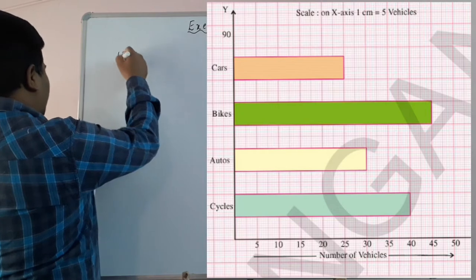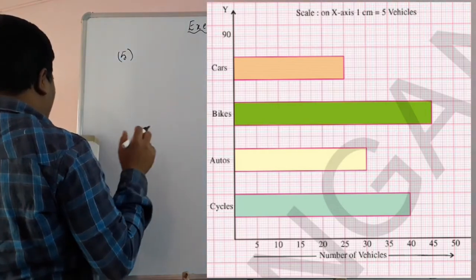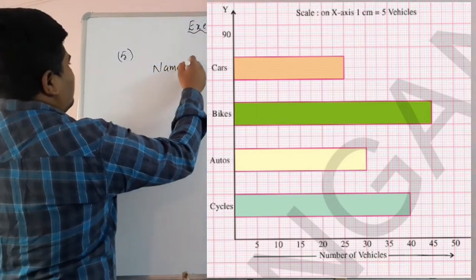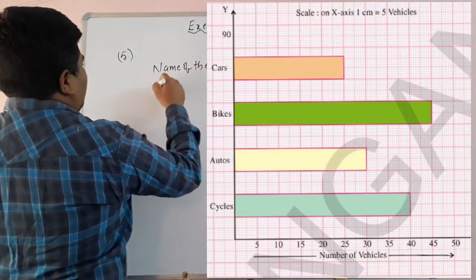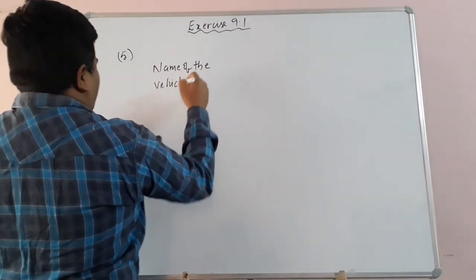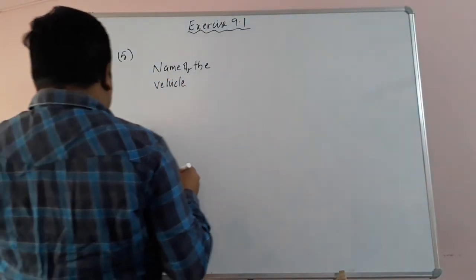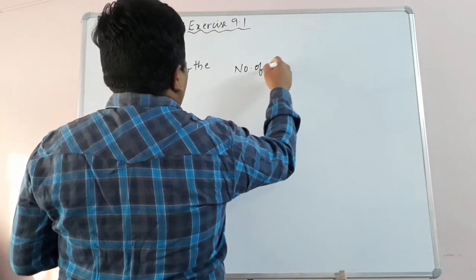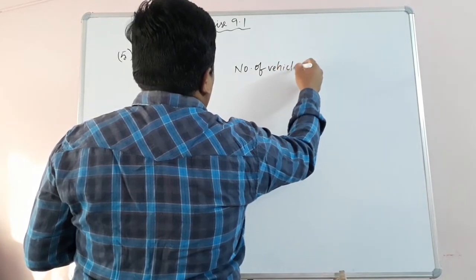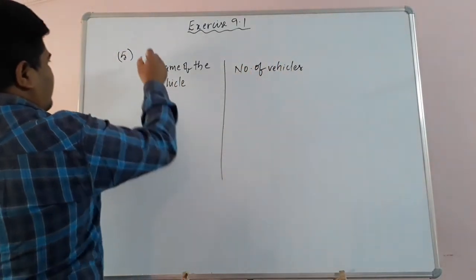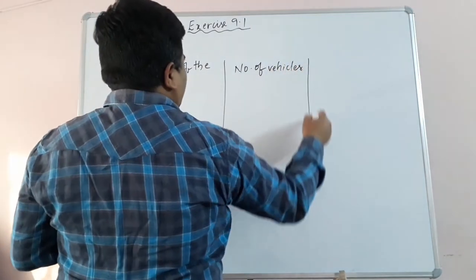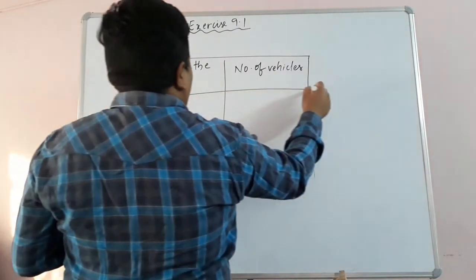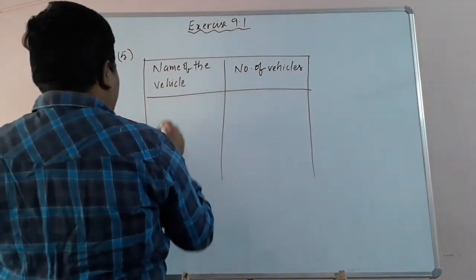So problem number 5, children, here in the first column you take the name of the vehicle, and in the second column you take the number of vehicles. Okay, so name of the vehicle, and number of vehicles. Yeah, so children, first cycles.